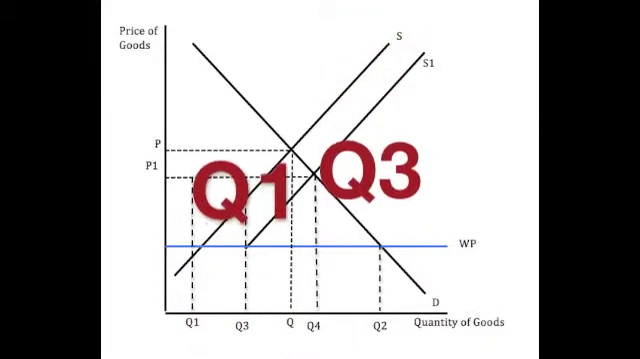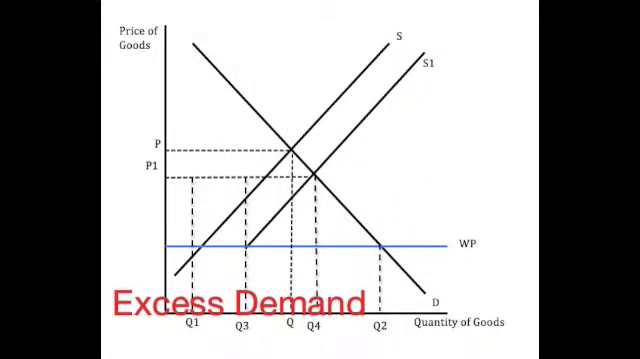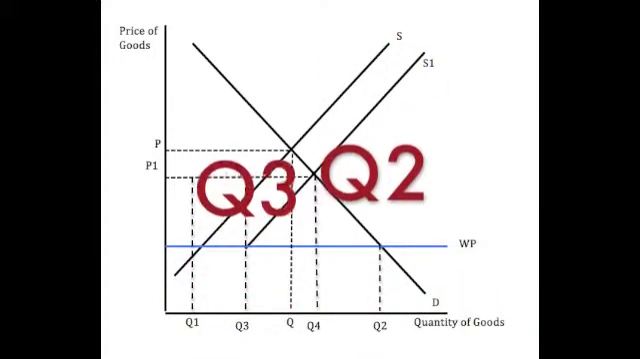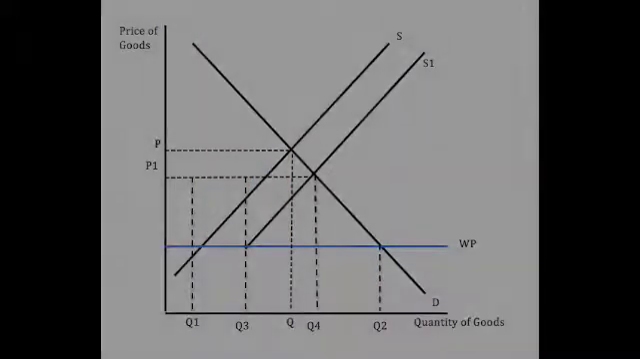The value of the quota is Q1, Q3. This will create excess demand. With the quota, domestic producers will now have to supply Q3, Q2, as well as Q1.